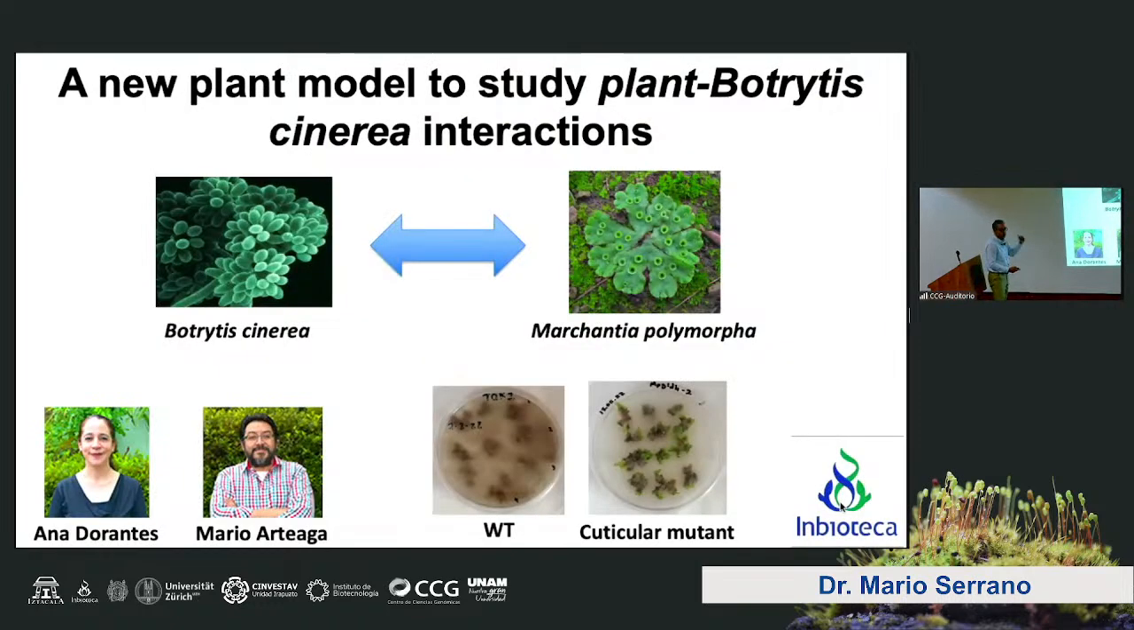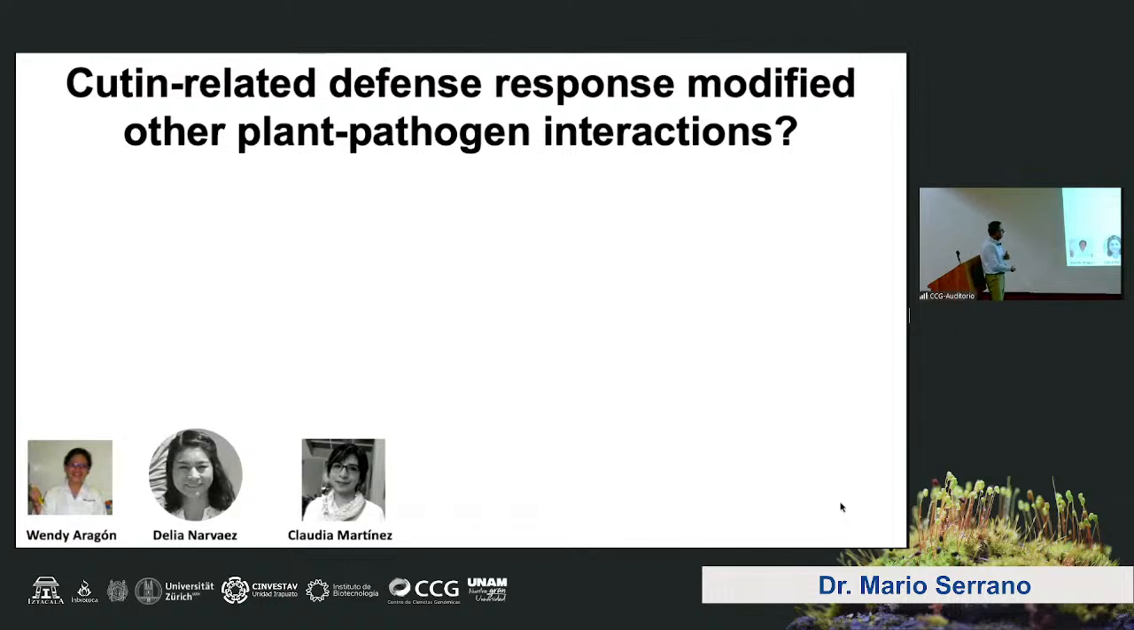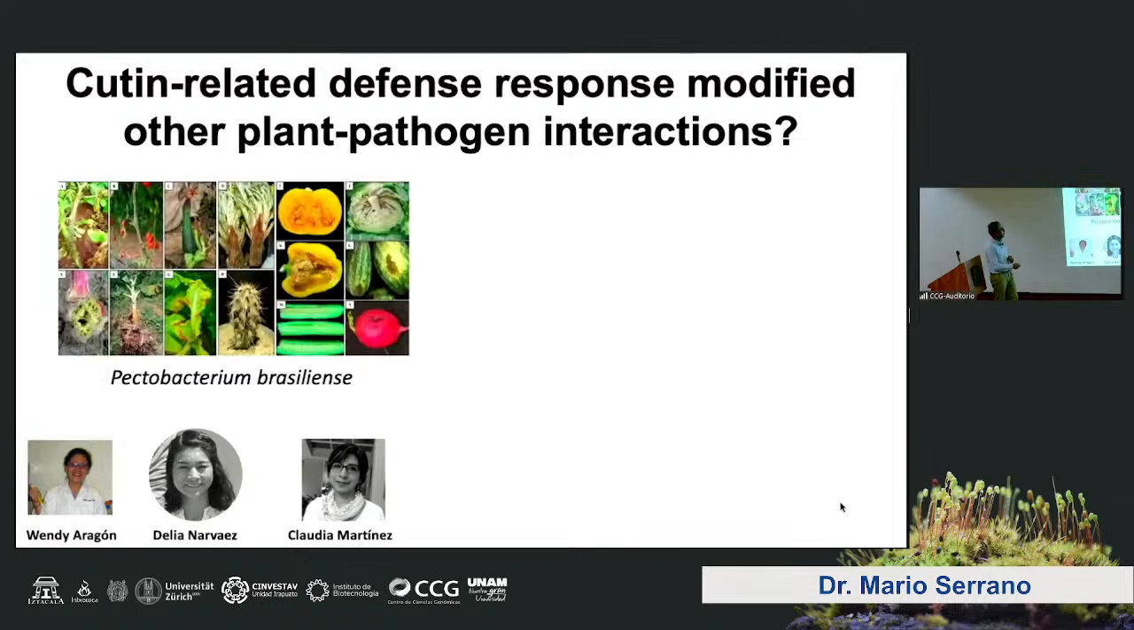Okay, finally, another work in the collaboration that we have. Well, Mario already showed all the results, I will not go through them. With Anna and Mario, we have this collaboration with Marchantia, also with the cuticular mutants in Marchantia, that one day we will show you, or probably Mario will show in the future, the results. Also, we have another collaboration with Claudia Martinez, the former PhD student in her group, Delia, and also again, Wendy. And this is working with Pectobacterium.